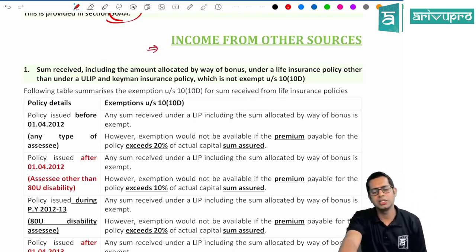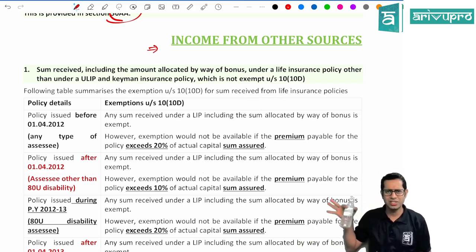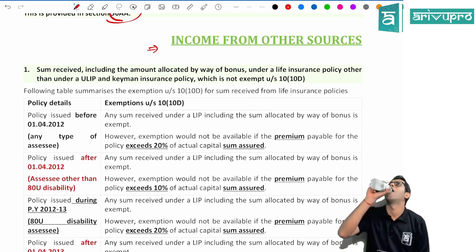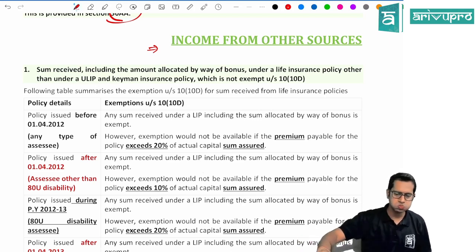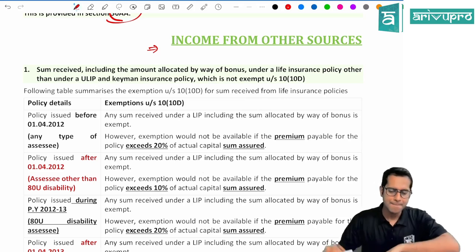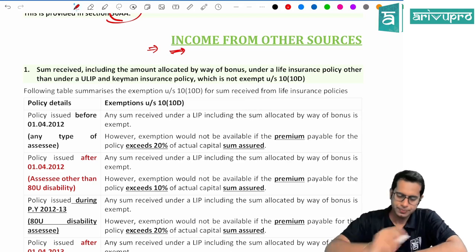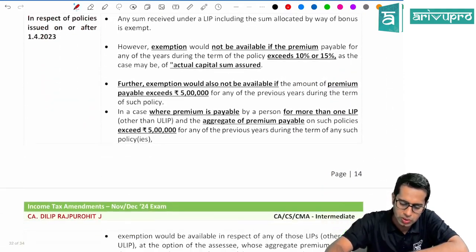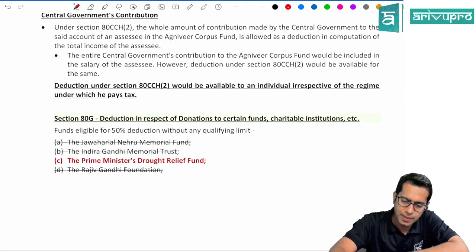Sir, is there any change in income from other sources? One small change is there. And once we discuss this, I think one more topic is there, and this income tax is done. Now, what are these changes in income from other sources? Let me give an example to explain this concept to you. I'll give the example at the end.